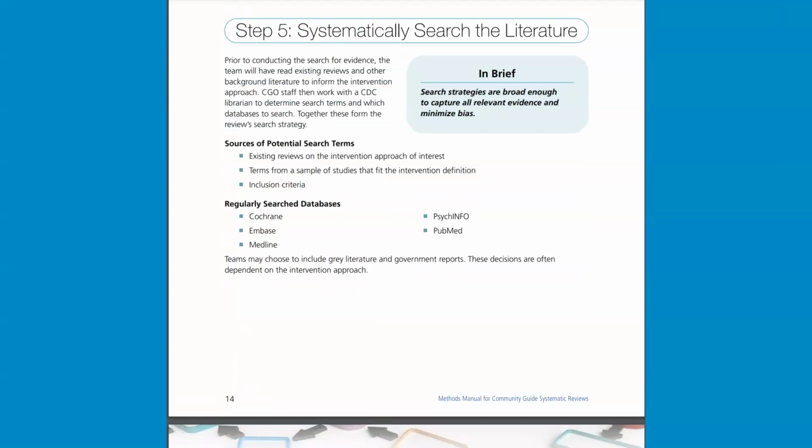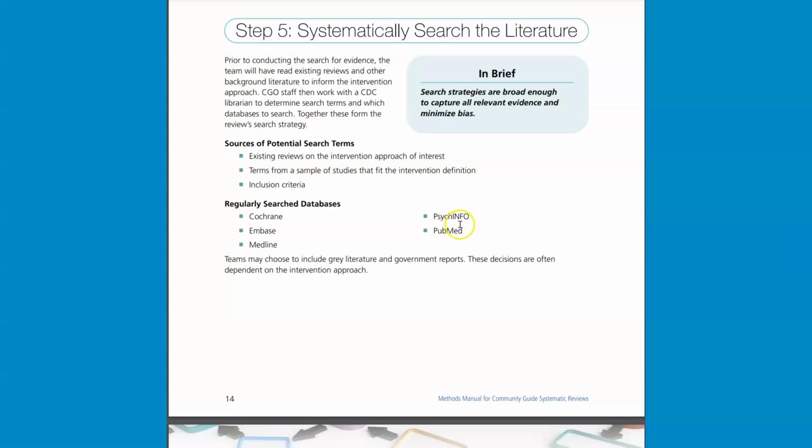Of course, I already introduced to you the acronym PICO, and provided you some brief tips already. But existing reviews on the intervention approach of interest should be investigated first. And search strategies should be broad enough to capture all relevant evidence. That's what you want, but you also want to minimize bias. And the way to do this is to include as many search strategies and searches as possible.